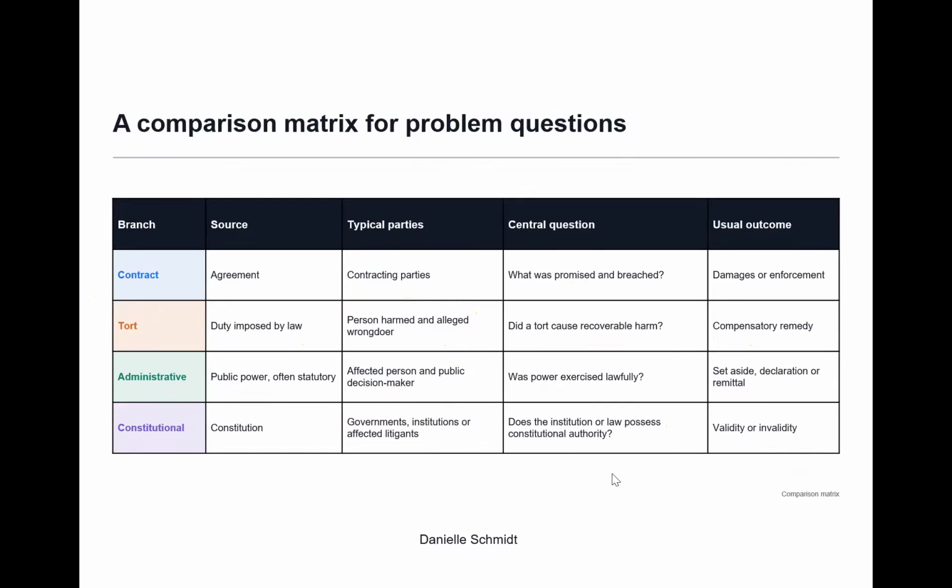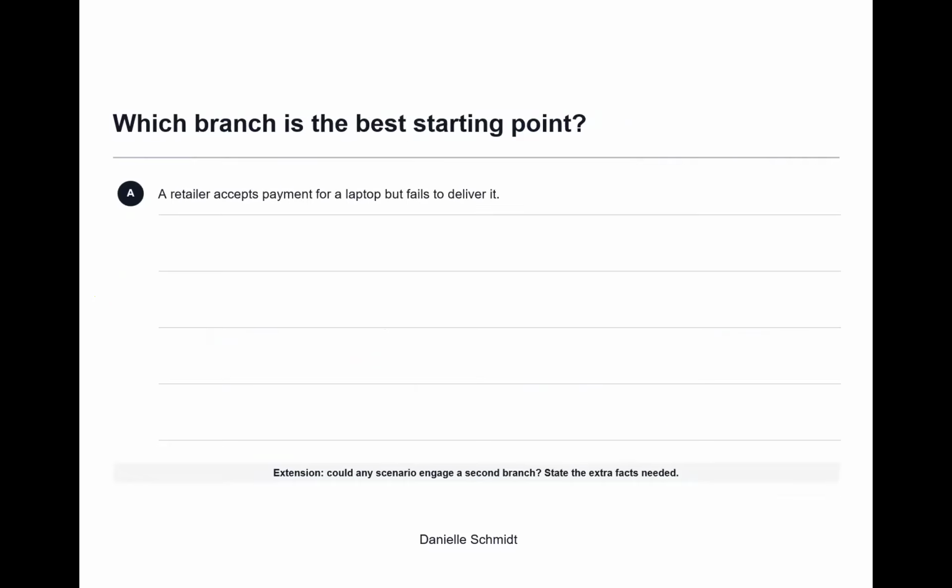So now what we're going to do is move into identify the source first, then match the parties, issue, and remedy. So the identity of the parties will help you organise the type of law that you need to be talking about, but the source of the alleged obligation is usually more decisive. So we're looking at the parties, but also the sources of the obligation. So this is a problem question for you to work through. There's a couple of them. And if you understand the different types of law, you should be able to very easily look at these particular problems or sentences and understand which branch is the best starting point for your problem question.